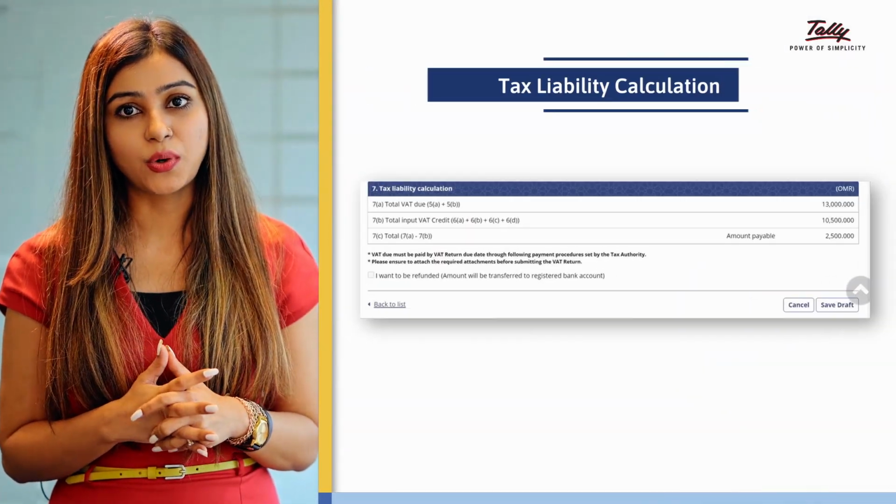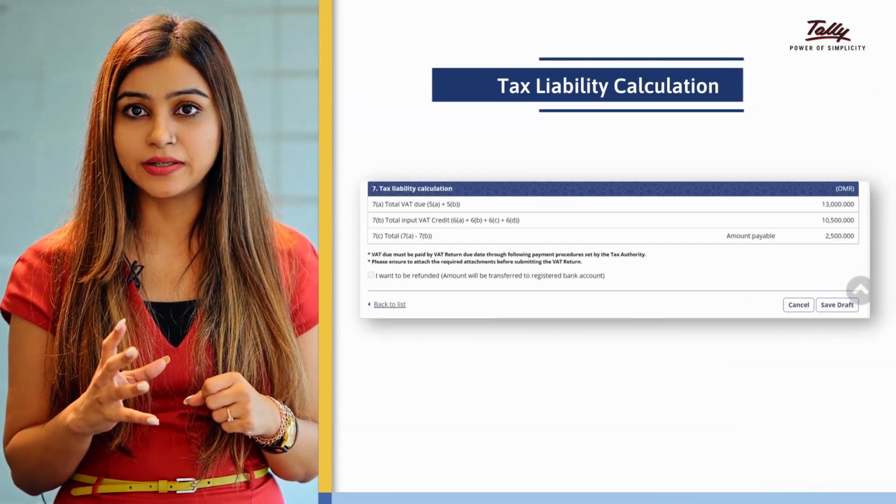Now we come to the next section. What is this section of the VAT return? It is a tax liability calculation. Box 7, and a very important one. All these figures are auto-calculated.